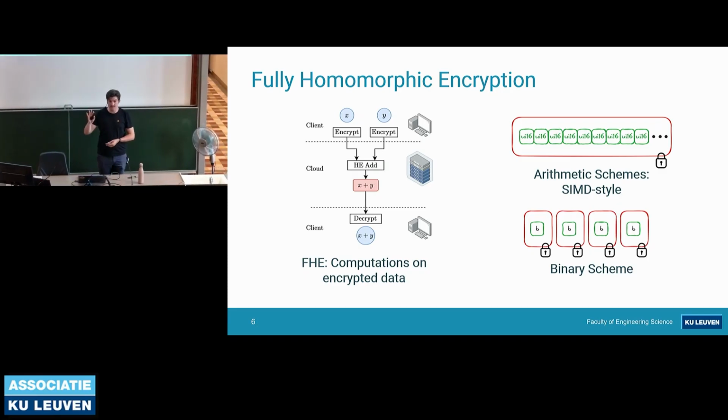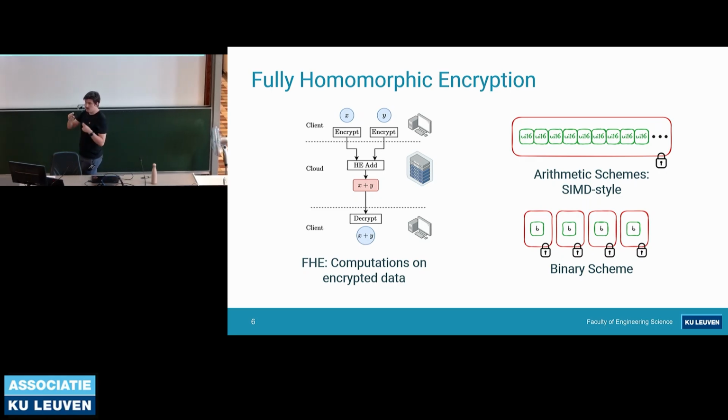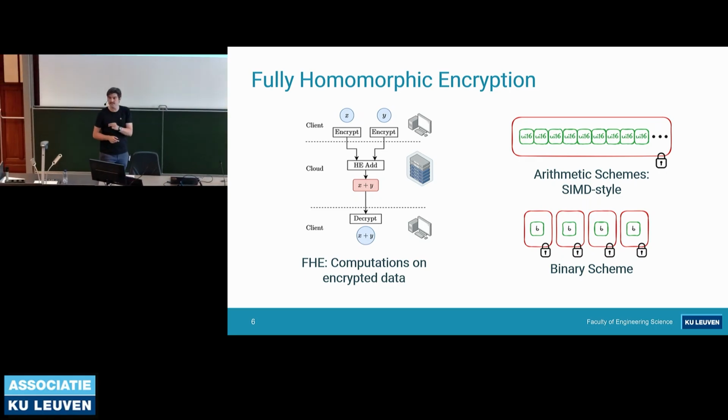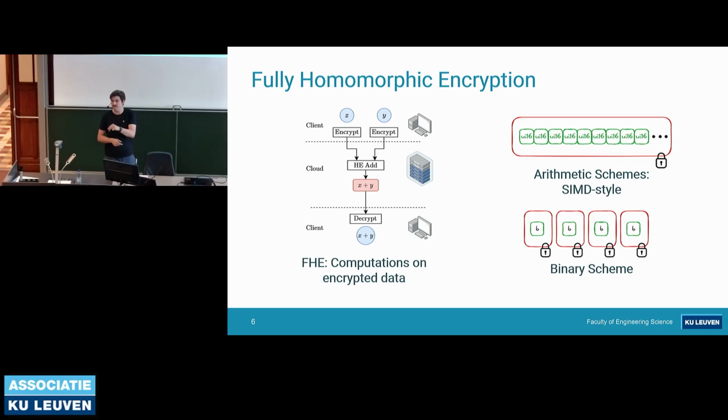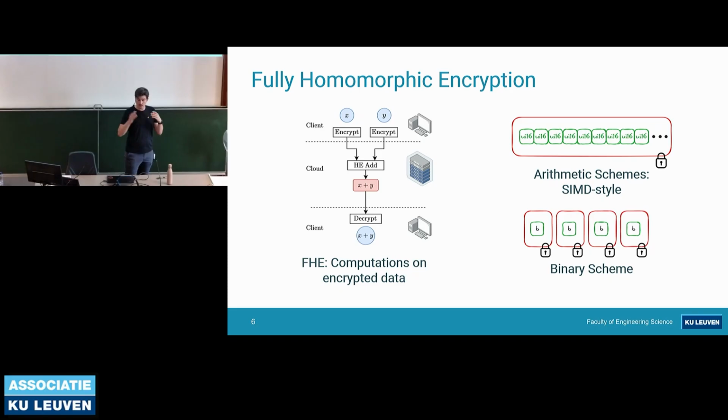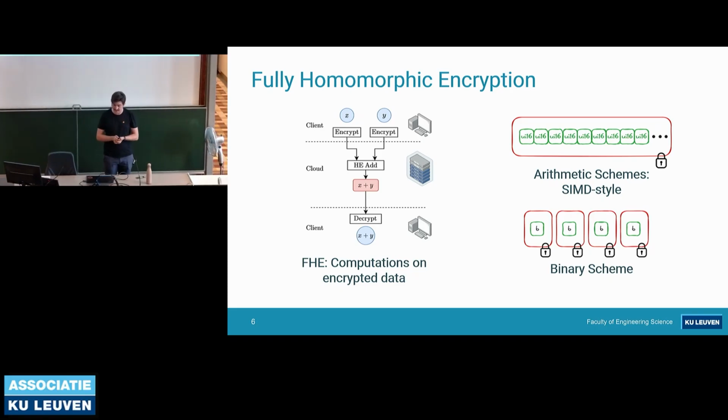The other style of schemes is the binary set of schemes, where we encrypt an individual bit or a very small integer, think 2-bit or 4-bit integers, into an individual ciphertext. Both schemes have their advantages and disadvantages.